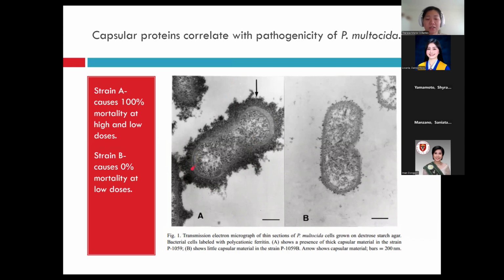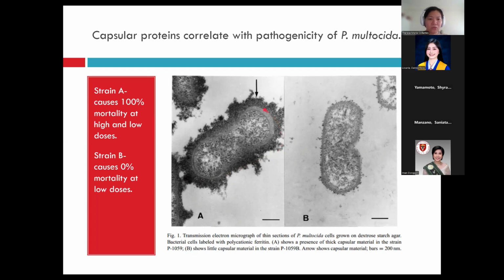We have an illustration here of the capsule of this bacteria. On the left image, this black arrow is pointing to the capsule of this bacteria. And in an experiment in this study, they studied two strains of this bacteria. One has a capsule, which is on the left side, and on the right side we have a strain of Pasteurella multocida which does not have a capsule, or has very little capsule surrounding the cell. They found out that in mice, when you inoculate this bacteria, this strain A on the left will cause 100% mortality at high and low doses.